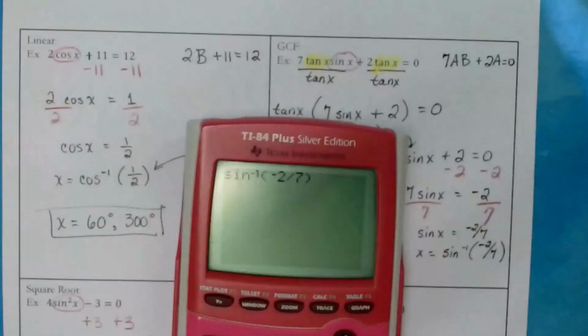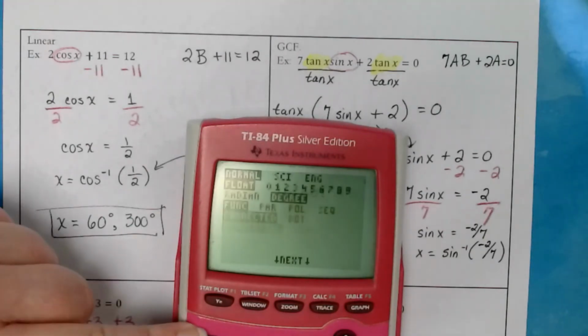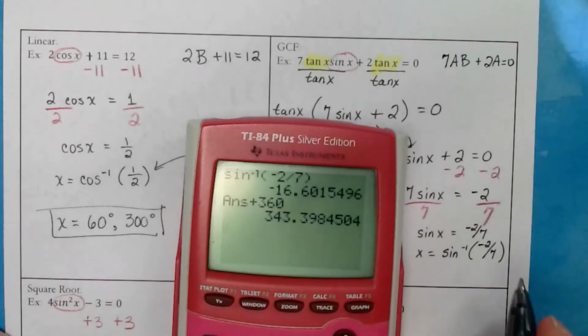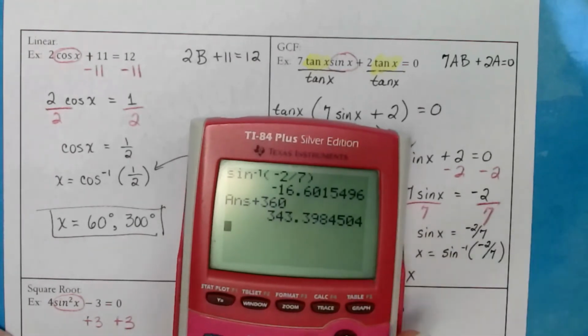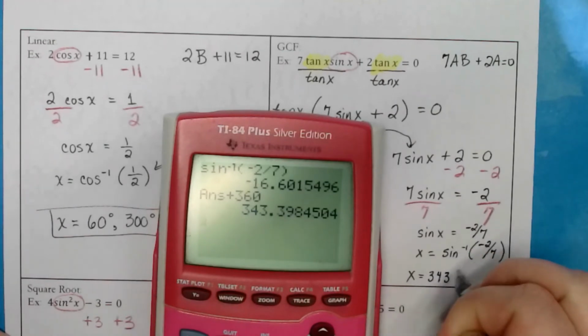So check it out. Oh, hold on. Am I in degrees? I am in degrees. So I get negative 16.6. Oh, right. That's the negative angle. I need to add 360. Let's add 360. Okay, that makes more sense, right? So I have, what, 343 degrees. We're just going to round to a whole number.